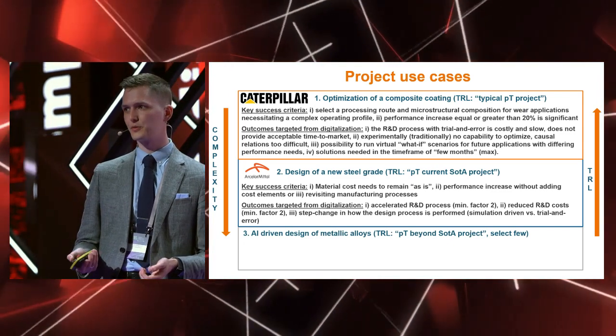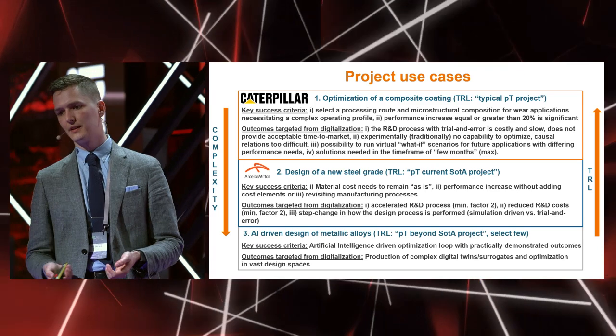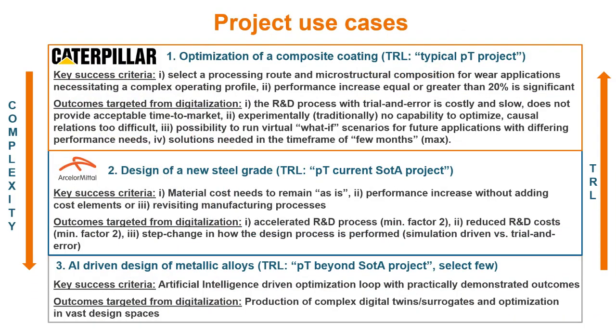Lastly, our most complex, what we call our beyond state-of-the-art capabilities, are the AI-driven design of alloys. We usually develop our artificial intelligence-driven optimization loops, and the outcomes we target are production of complex digital twins or surrogate models, especially in vast design spaces, such as discovery of high-entropy alloys.